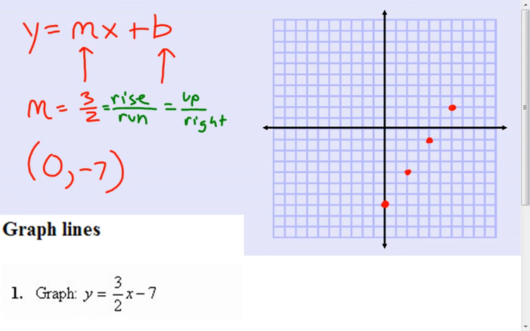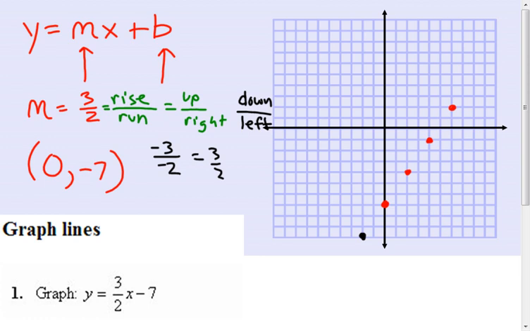Or the other thing is, too, if I go the opposite, go down and left, then I'm back to the same place. And the reason why that is because negative 3 over negative 2 is the same thing as 3 over 2. A negative over a negative, they cancel. So I could go down and left. So I could go down 3 and left 2 and get over here.